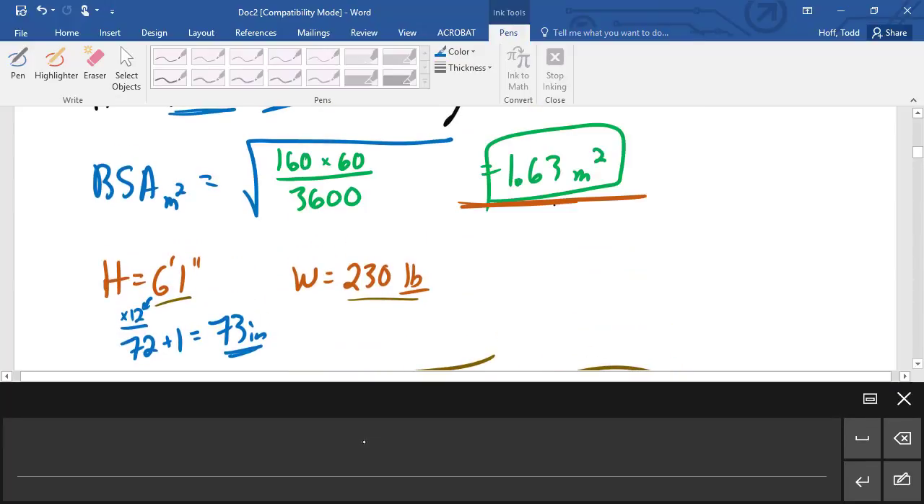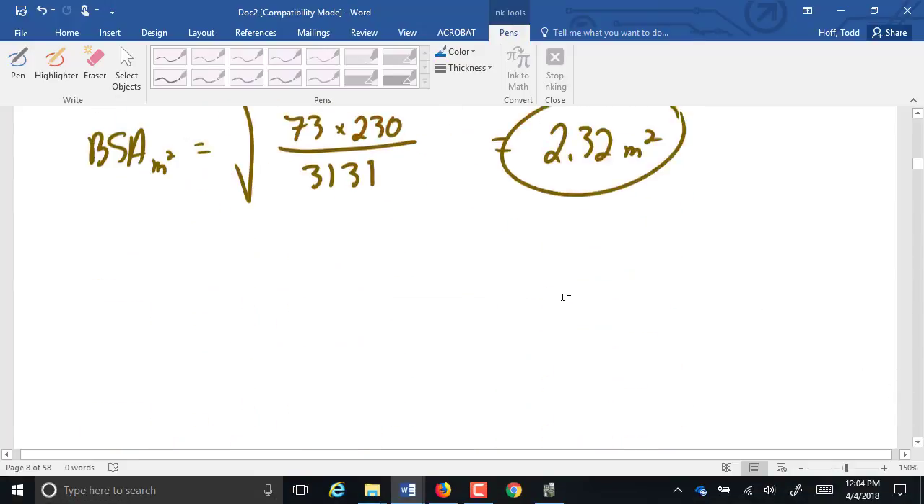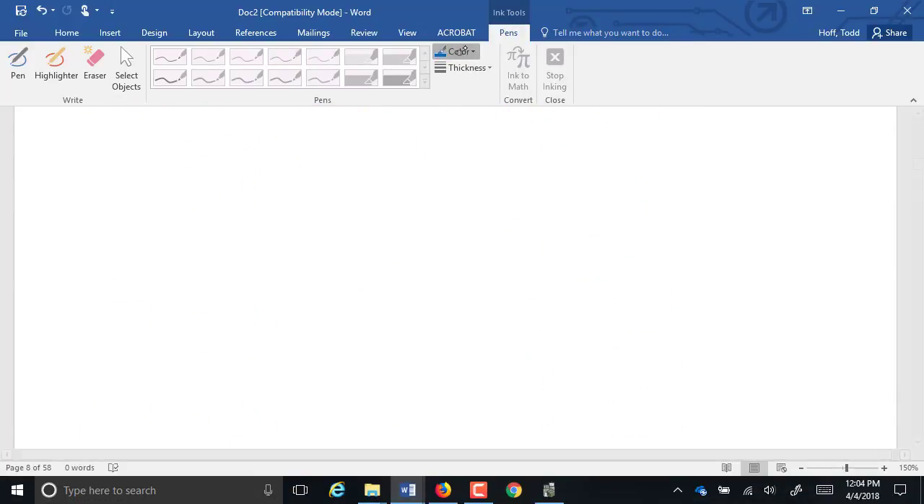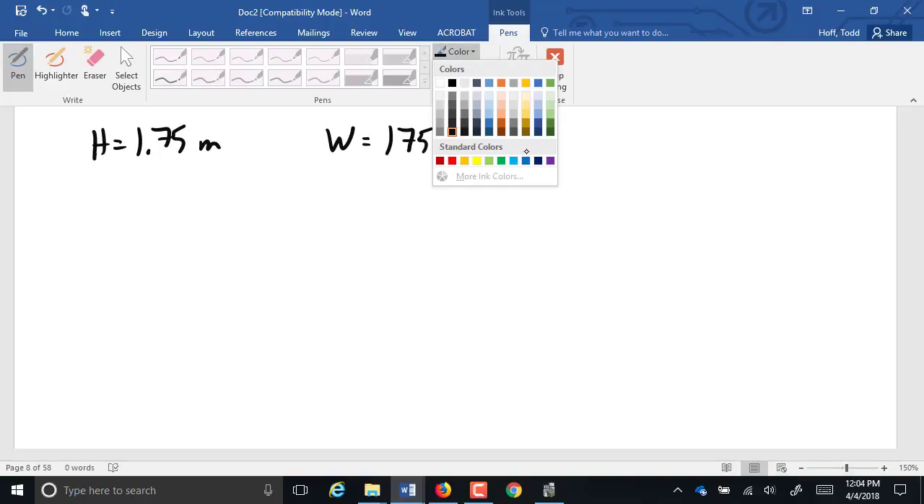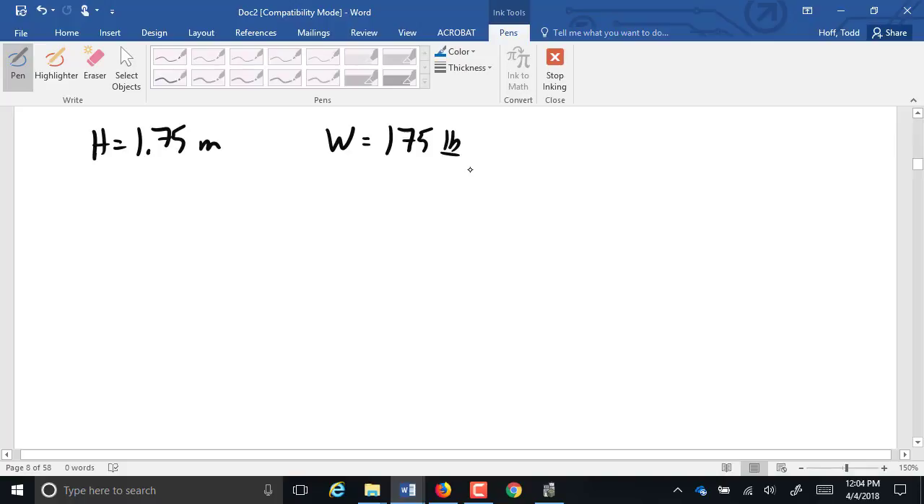Let's go back and do another example here. This example, we're going to have a patient who has a height of 1.75 meters and a weight of 175 pounds. Now, looking at this, the first thing that comes up is our height is given in metric and the weight is in standard. So there's two things we have to convert.